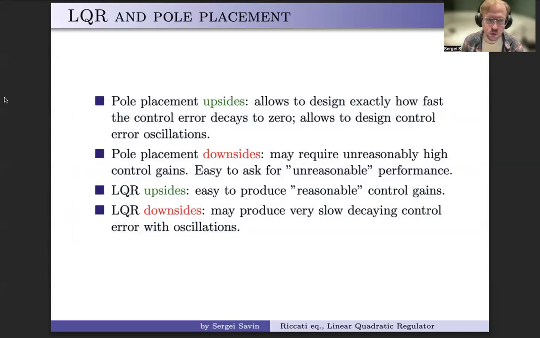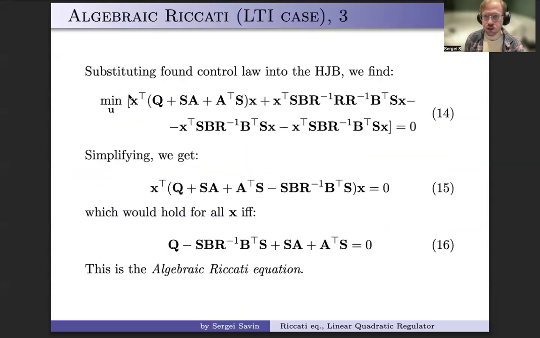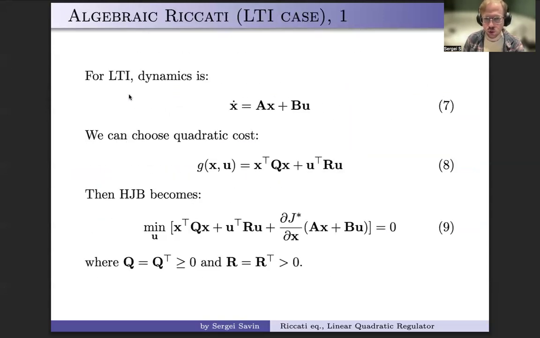For LQR, what you tune is cost. So those two matrices, right? Q and R, you tune them. By choosing Q and R, you get different LQR gains. And remember, those are matrices.